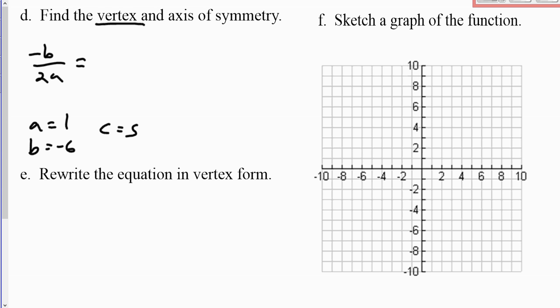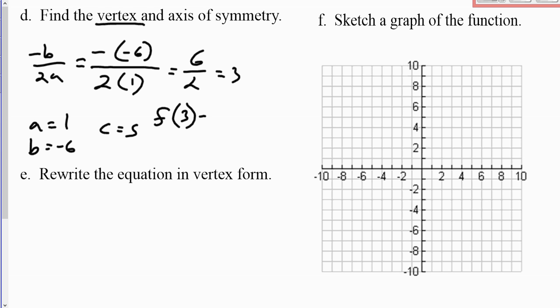So I plug that in, I get -6 over 2 times 1. This is going to be 6 over 2, which is equal to 3. So to get my vertex now, I have to plug that into my function. I have my x value, so f at 3 is equal to 3 squared minus 6 times 3 plus 5. So I get 3 squared is 9 minus 18 plus 5 is going to be -9 plus 5 is -4.